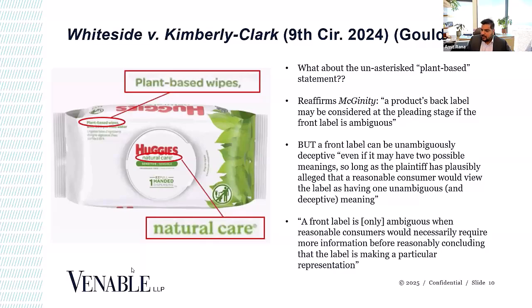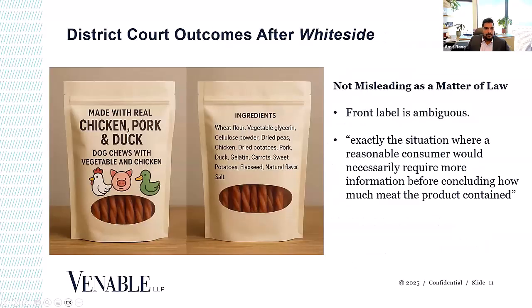Okay, so Whiteside set some ground rules on how district courts should be interpreting front label claims. Let's look at some practical hypotheticals on how this is shaking out in district courts. Whiteside drew this line between front label clarity and contextual ambiguity, but the doctrine's only really as good as how judges apply it to actual packaging, and so that's where these district court decisions come in.